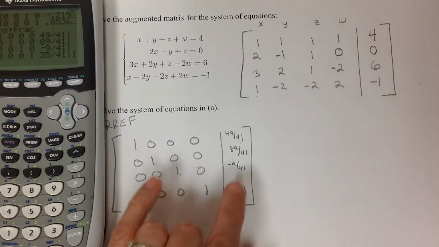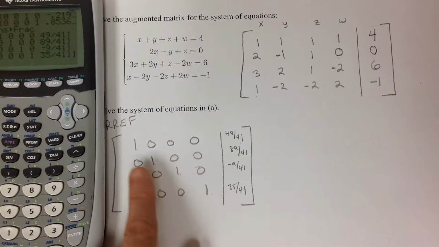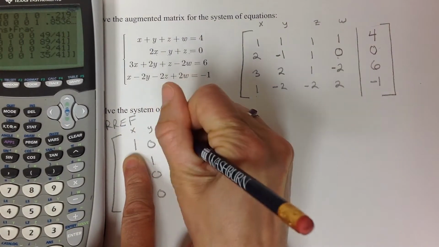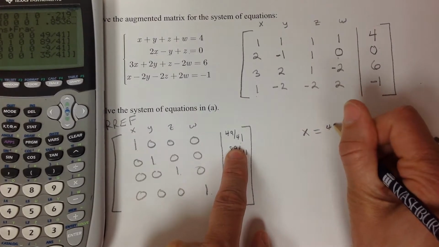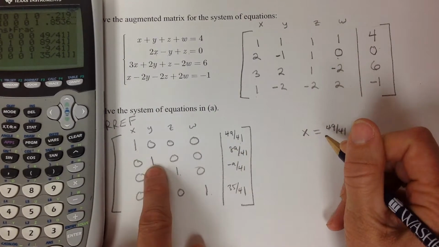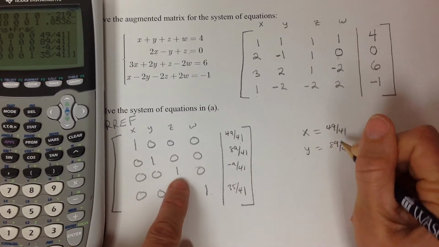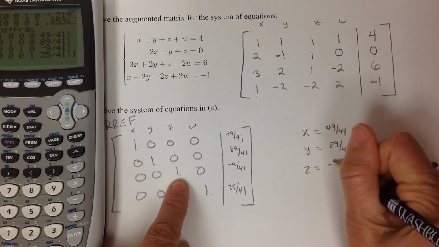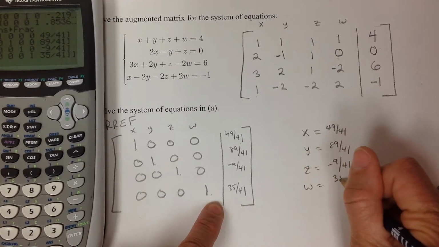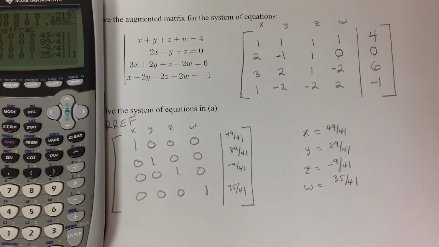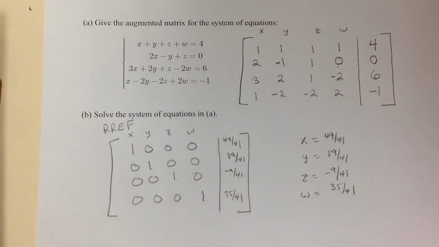So now if I put that in the context of my solution, this is not my solution, it just helps me get the solution. These were x's, y's, z's, and w's. x equals 49/41, y equals 89, z is that fraction with a numerator of -9, and w is 35/41. And that's how we solve the system by using matrices on the calculator.